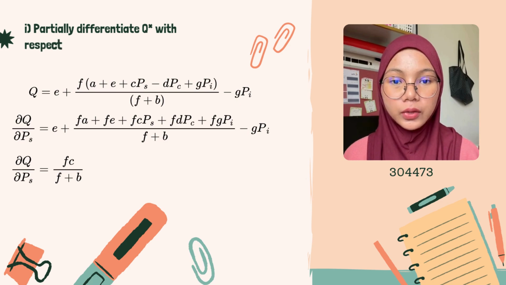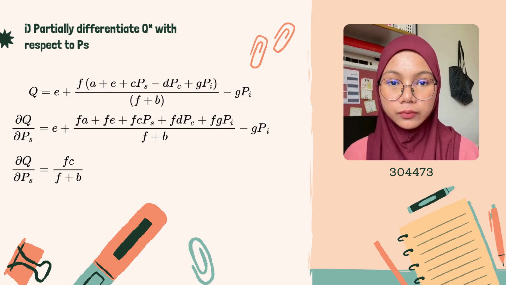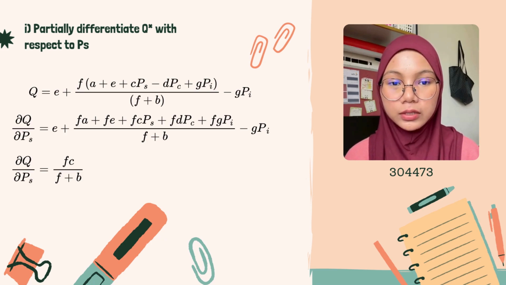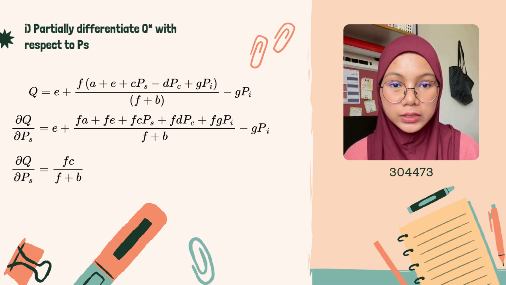I will explain how to answer question 1A, which involves partial differentiation and interpreting economic relationships from a given market model. Okay, let's start with question 1 Roman: partially differentiate Q star with respect to P sub S. So we are given this equation for quantity Q.